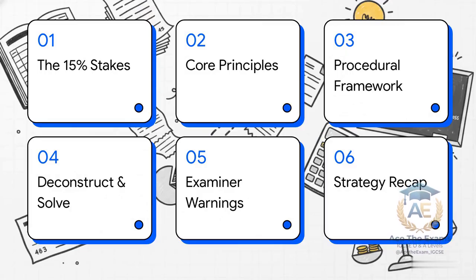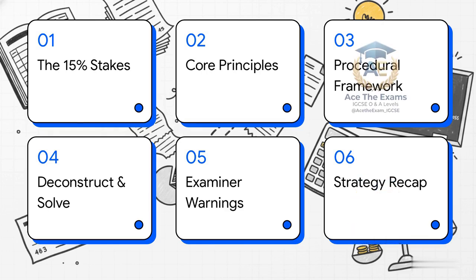Okay, here is our structured roadmap for today's session. First, we just established the 15% stakes. Next, we're going to look at core accounting principles through the examiner's lens. Then we'll break down the procedural framework, move into the deconstruct, solve, and evaluate method, and finally, we'll expose the top 3 examiner warnings. Let's get started.